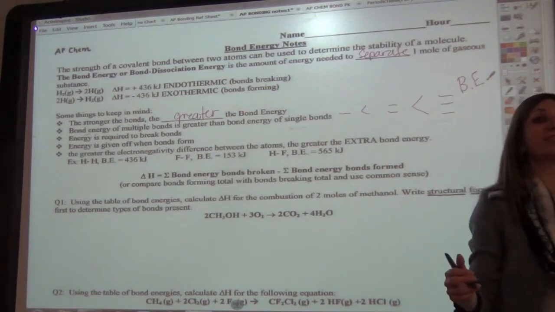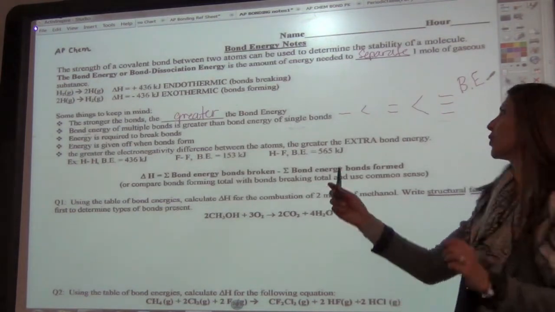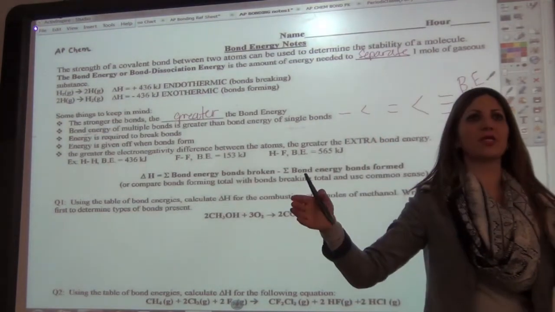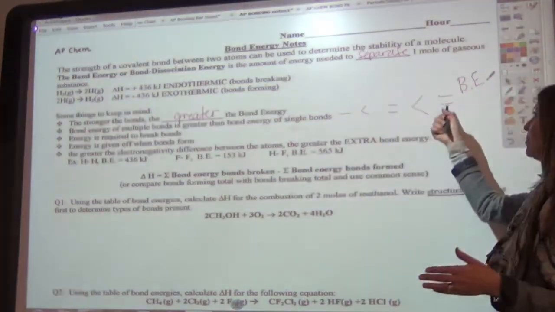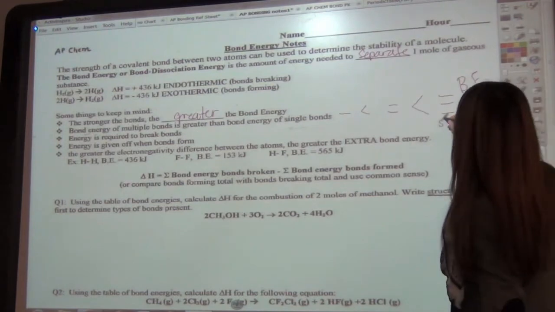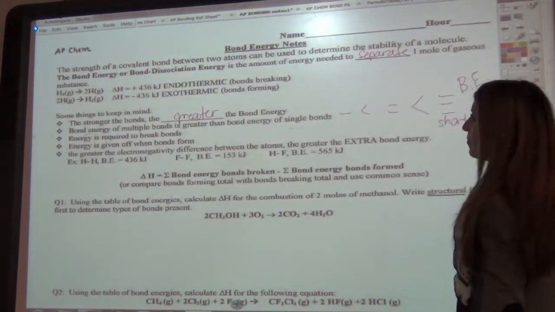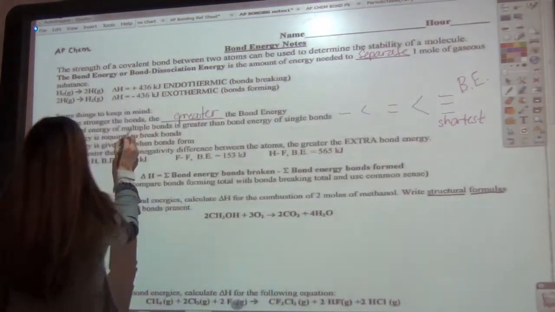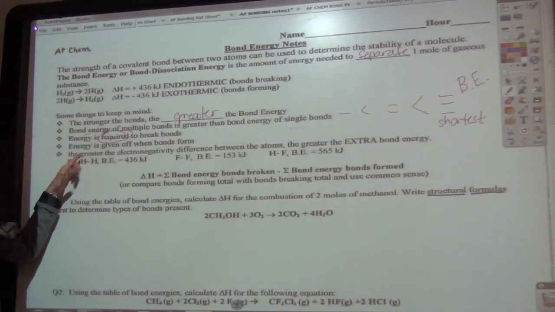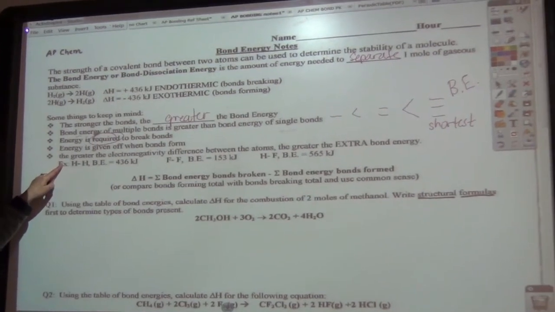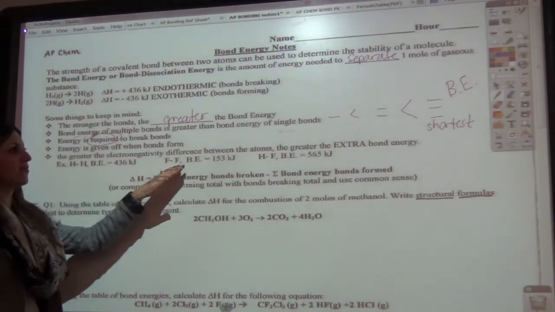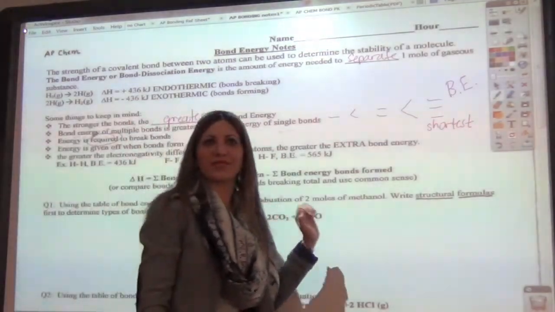So what would you expect of the distance between a single bond, a double bond, and a triple bond? A single bond will actually be the longest, whereas a triple bond would be the shortest. This is going to be the shortest type of bond that we'll have. Okay, so energy is always required to break bonds, and energy is given off when bonds form. The greater the electronegativity difference between your atoms, the greater the bond energy is going to be. And so this is going to give us different values, and we're going to talk about these in just a second.